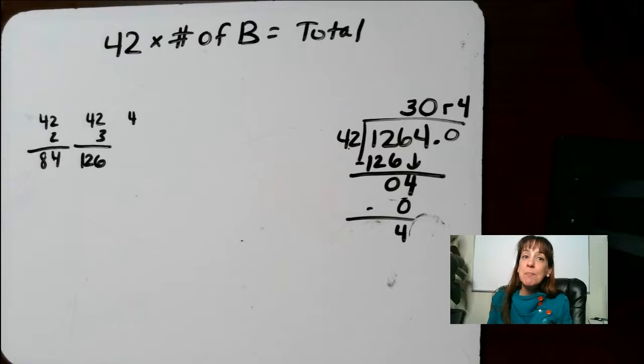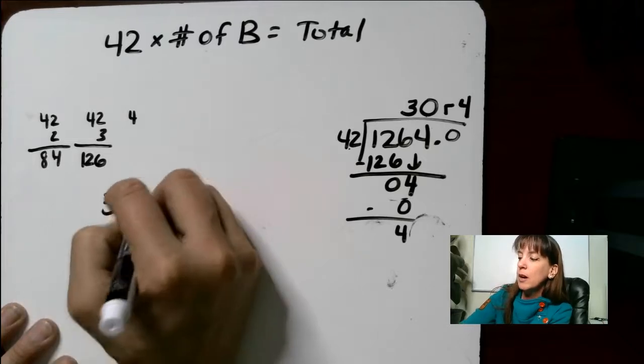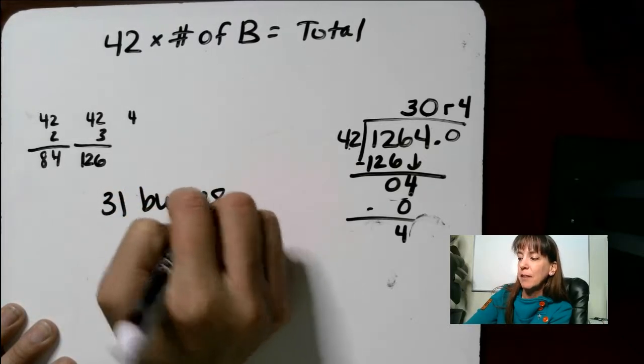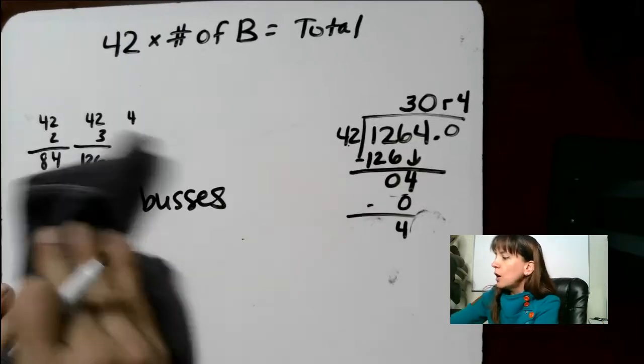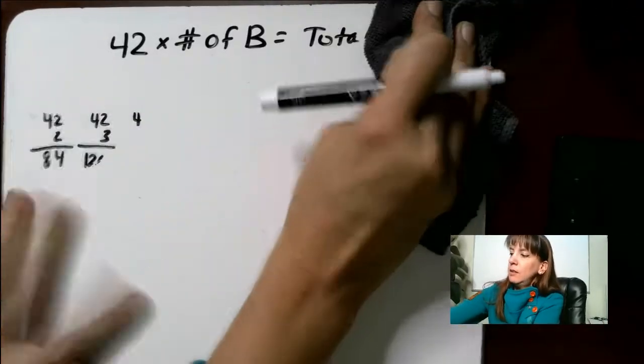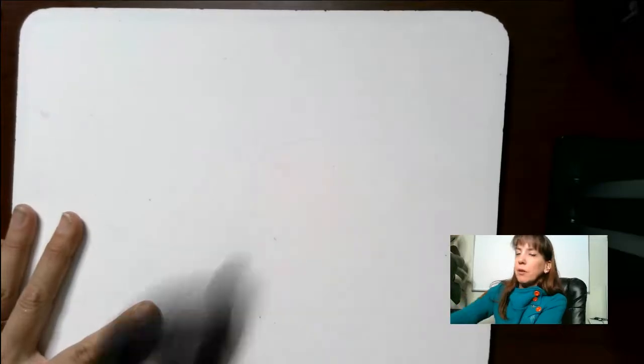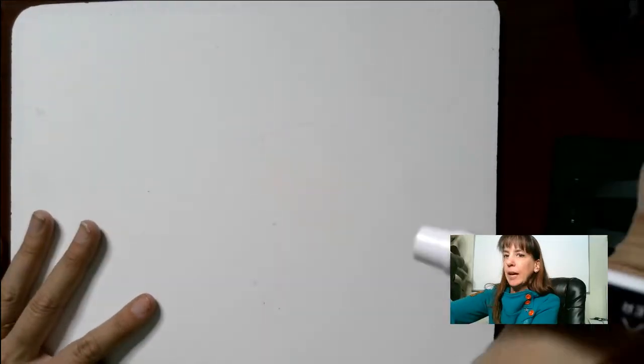So guys, how many buses are going to be needed? Not just 30, we're going to need 31 buses. So we'll need 31 buses. Otherwise, those 4 kids are going to be left behind, okay? So be really careful about that. 30 with a remainder of 4.